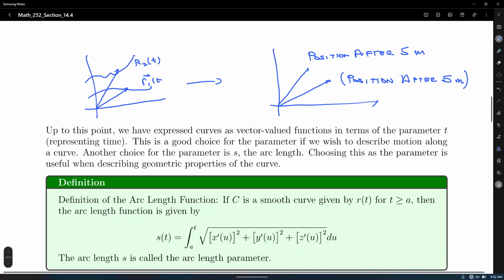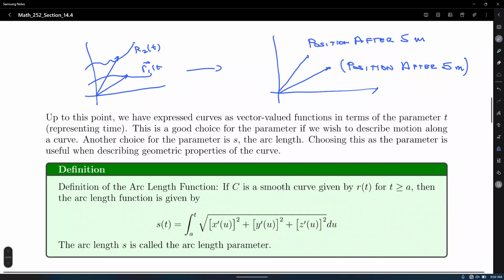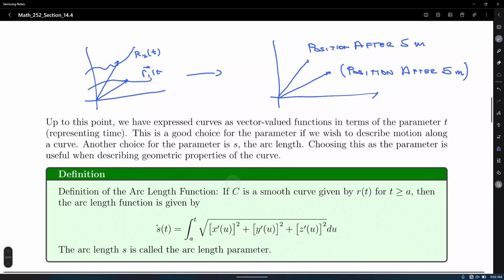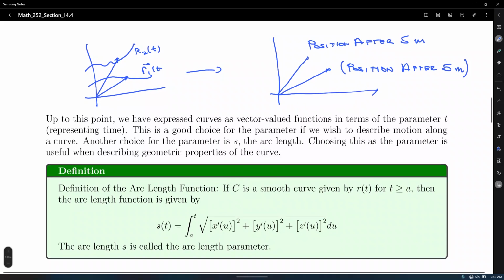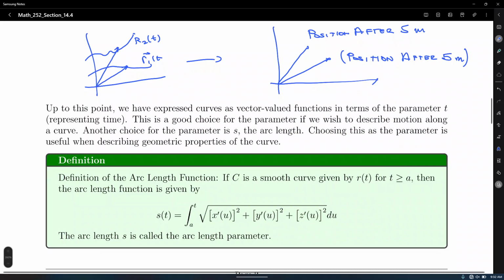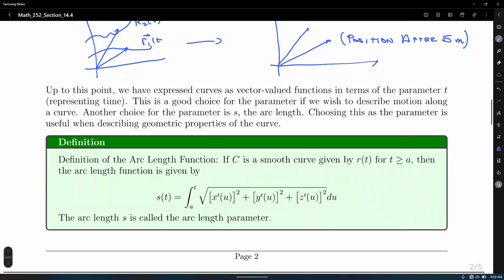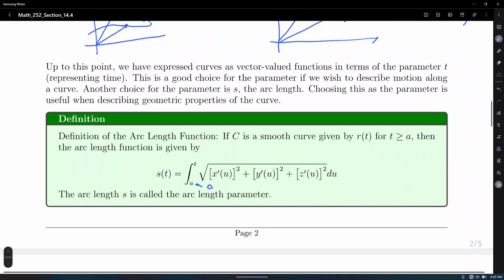Well, how do we get that new parameter? We're going to obtain a new function, a function s that depends on t, where notice how it looks like the same arc length formula, but in this case we're making a change of variables. We're changing the t to a u to obtain a new function that is evaluated between a and t, where typically a is going to be 0 for the most part, and that's what we call the arc length parameter. Let's have a look at one example and see how this works.